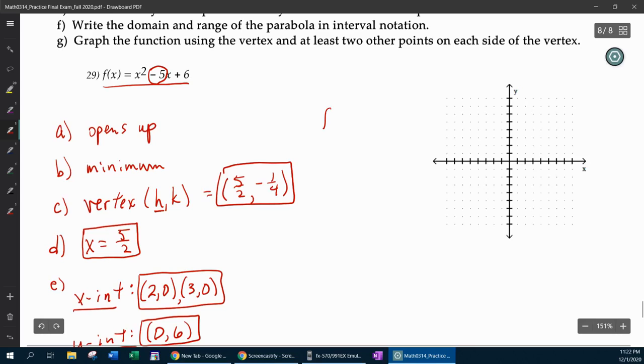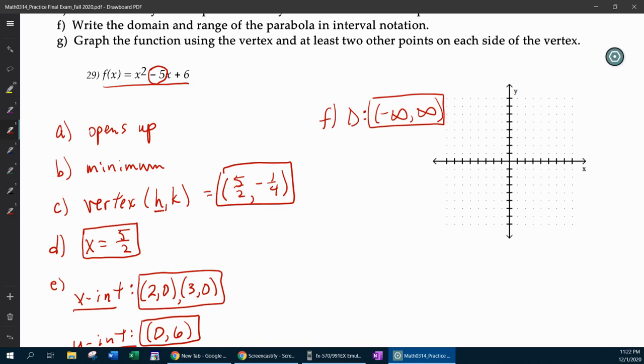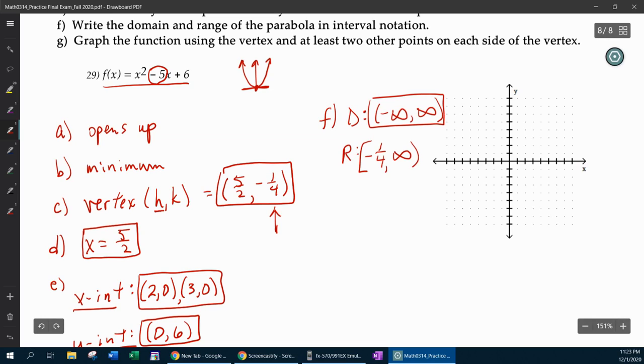All right, next. Part F. Write the domain and range of the parabola. The domain of any parabola is always all real numbers, and that is the way you write all real numbers in interval notation. The range: since this parabola opens up, the range is going to be from low to high, and the lowest point is going to be the y-coordinate of the vertex. So this range is going to be everything from negative 1/4, and remember, we use a bracket because that is actually included, to infinity. That is our range in interval notation.